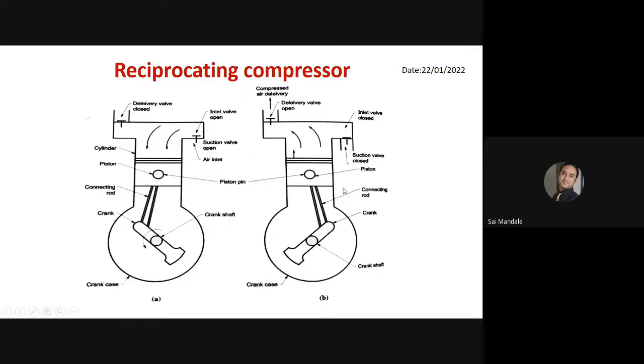A few components of the reciprocating compressor are: first one is the cylinder, second one is the piston, third one is the connecting rod, fourth one is the crank, and last one is the crankshaft.